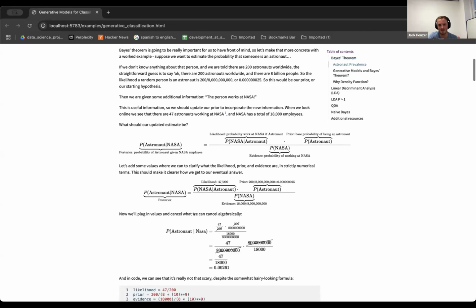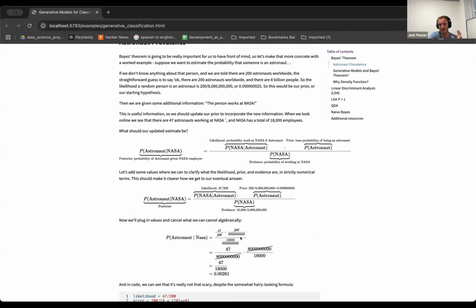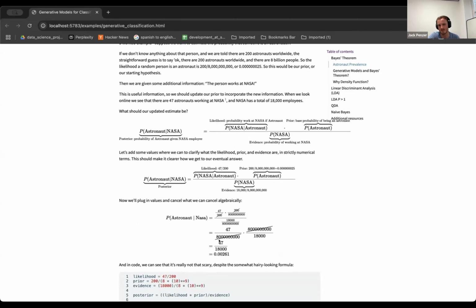You can kind of see what happens if you just do some algebra to cancel stuff out. You get these 200 terms that are in the denominator here and in the numerator, they just cancel out algebraically. And then you've still got a fraction in the denominator, which is normally not very nice to work with, so you tend to just invert that. Dividing by a fraction is the same as multiplying by the inverse. So we multiply by the inverse, and then the 8 billion term is on the denominator of one and the numerator of the other, cancel them out, and then we get our updated estimate.